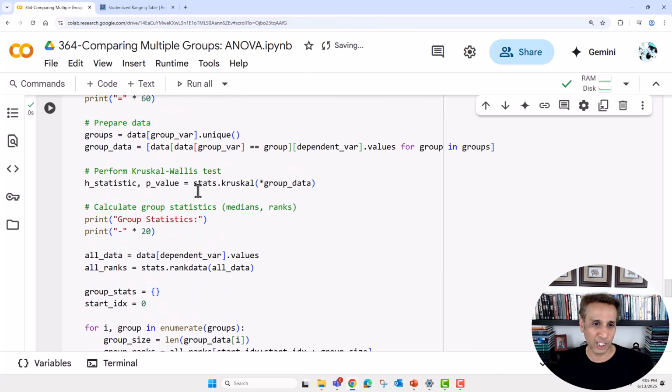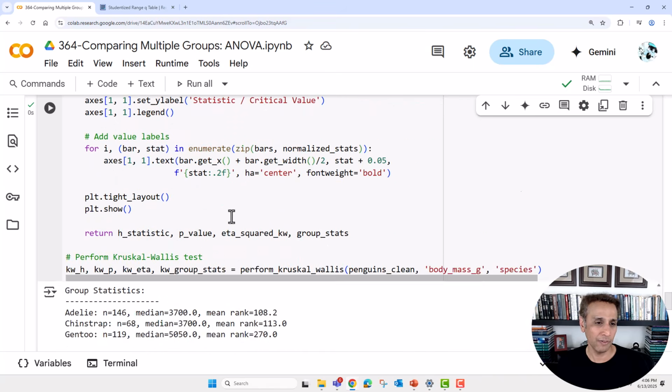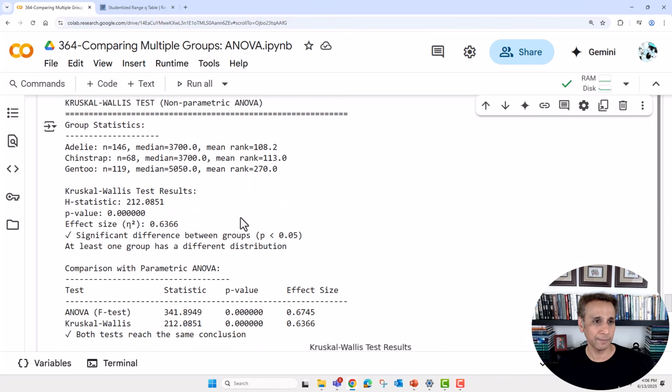And again, this is part of stats.kruskal. I think stats from SciPy and the other library, they both have similar tests. And a few minutes ago we saw they both give identical results compared to the manual one. So a bit more confidence in those, and let's see how the final results actually look.